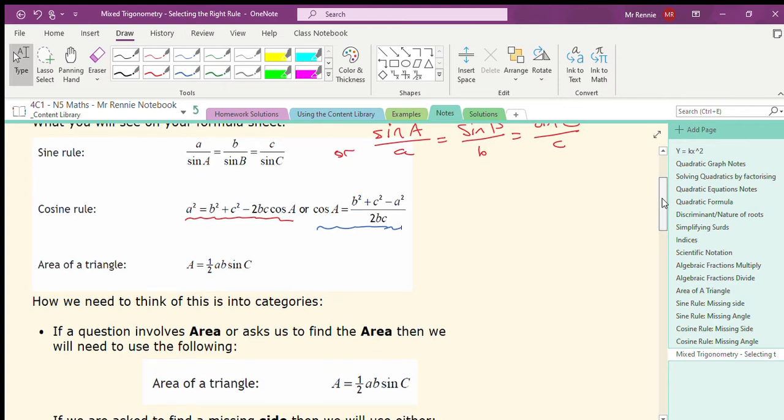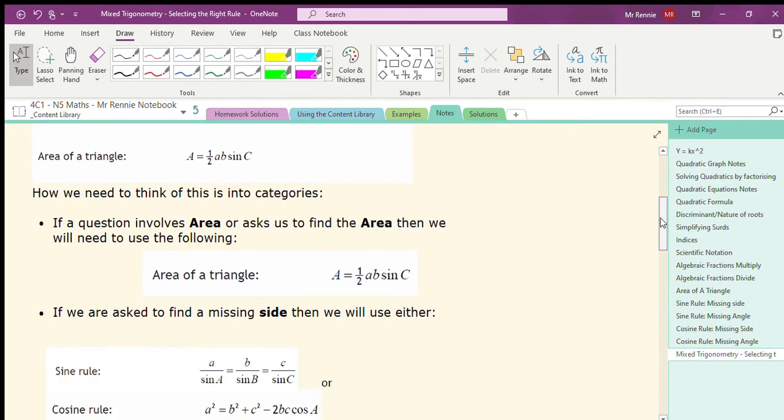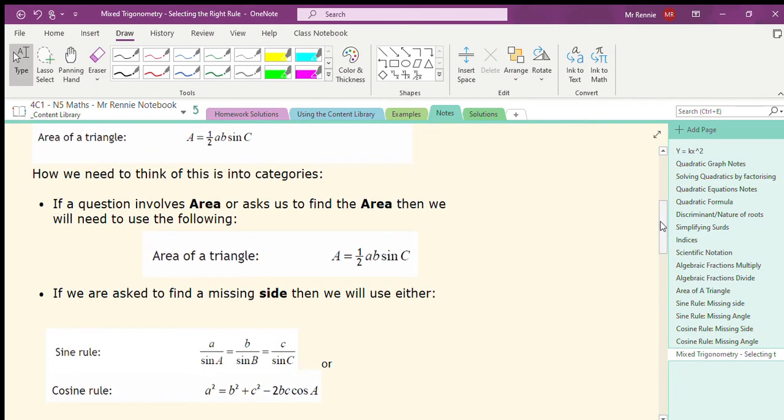So the first category is if a question involves area or asks us to find the area, then we use that formula. If we're asked to find a missing side, then we have two possibilities. We have the sine rule, with the lowercase letters on top, so a over sine A equals b over sine B equals c over sine C. Or we have the cosine rule, a squared equals b squared plus c squared minus 2bc cos A. Both formulas work out a missing side. However, depending on the triangle we've got depends on which formula we'll need to use.